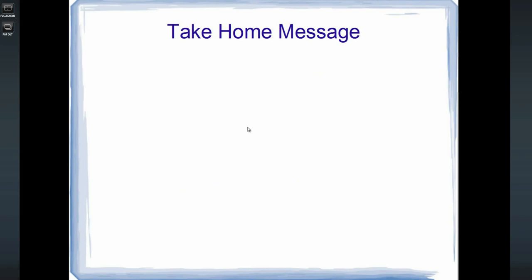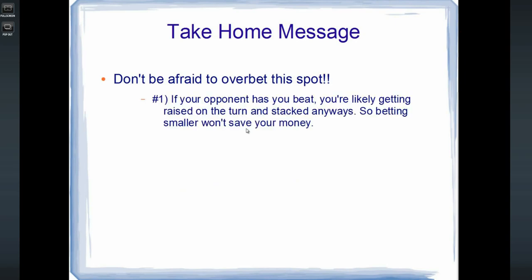So what's the take-home message? It's don't be afraid to overbet in this spot. If your opponent has you beat, and it doesn't matter which of those hands, the pocket aces or the pocket queens, with or without the heart, you're likely going to get raised on the turn and stacked anyways. So betting smaller won't save you money, because as soon as you bet that turn card and get raised, you're going to say to yourself, how does my opponent have me beat?